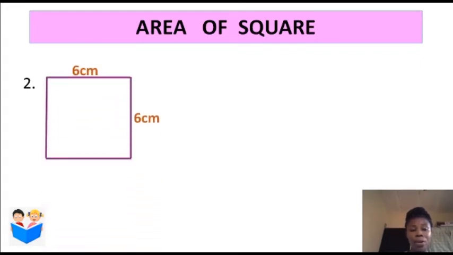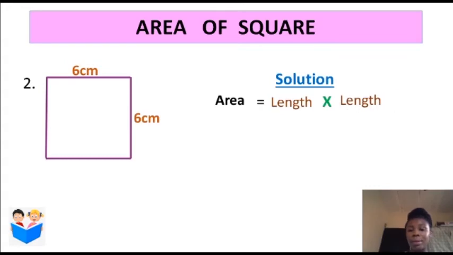We have another square on the screen. Look at the square. This square has 6 centimeters length. Now to solve for the area of this square, we first of all get our formula, which is area equal to length times length.